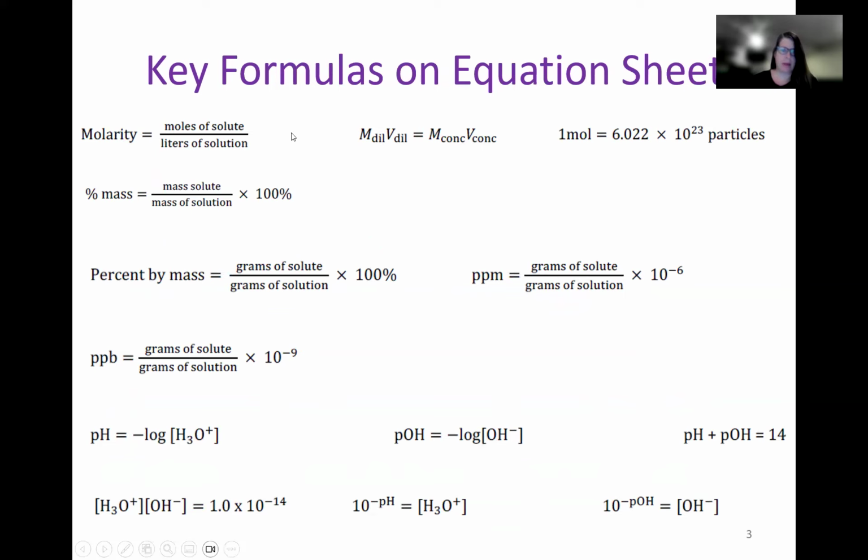Here are some key formulas on your equation sheet. In this video, we'll use molarity, we'll use the pH conversions, and we'll use the dilution equation.